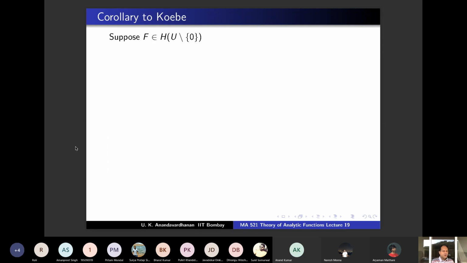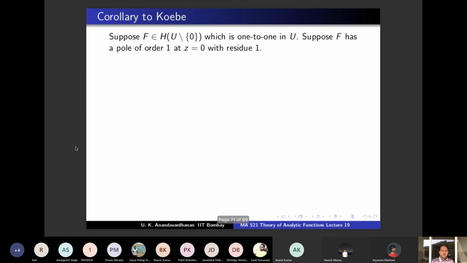Okay, so one more corollary and then two remarks and the class is over. We may have a short discussion session, but I need to stop a bit earlier today because I have some other meeting to go to. So you take a capital F, which is holomorphic in the punctured disk, and assume it is one-to-one. This is exactly like in the area theorem, because you're also assuming it has a pole of order 1 at z equal to 0 with residue 1. So its expansion is 1 by z plus something, and it is one-to-one.